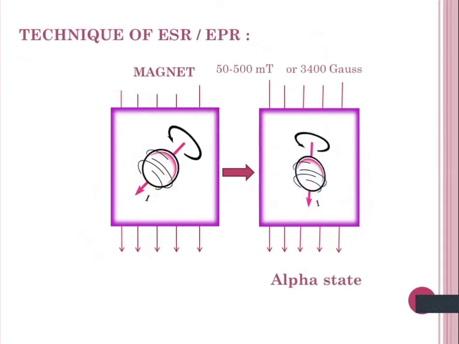Next come to the technique of ESR or EPR. Suppose that it is an ESR chamber and this ESR chamber contains a magnet. We create an external magnetic field or applied magnetic field by using this magnet. The magnetic field created by using this magnet is called the applied magnetic field and it is of 50 to 500 millitesla, or in Gauss it is of 3400 Gauss.